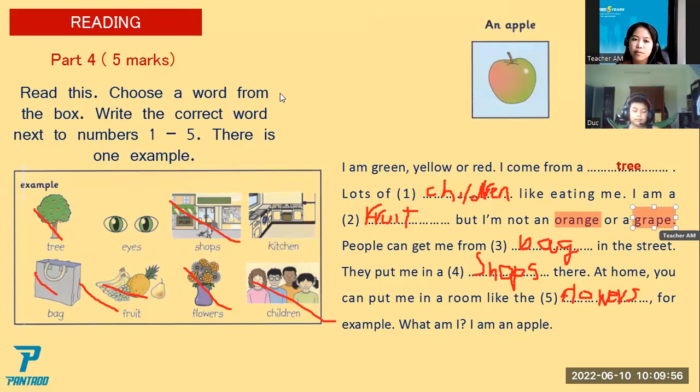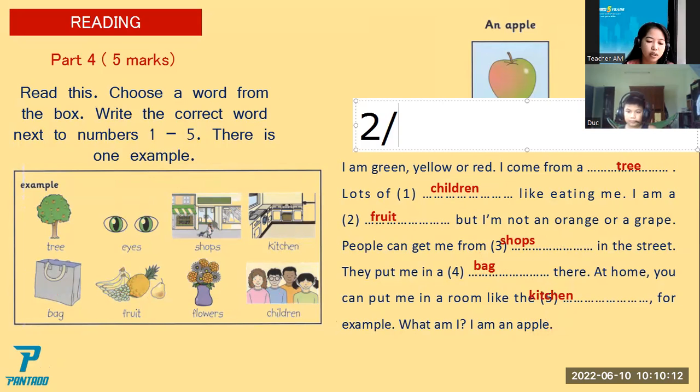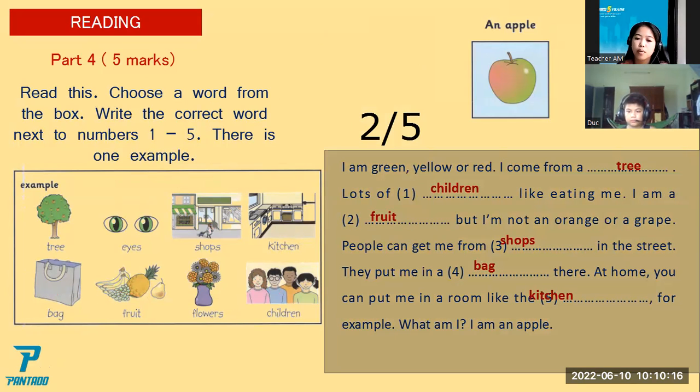Okay, so now, thank you for reading that one, Duke. Let's check your answer. Number one, children. Two, fruit. Three, shops. Number four, bag. Five, kitchen. Okay, so these are the answers. Okay, so this is 2 out of 5. Can you please read this one together with the correct answer?